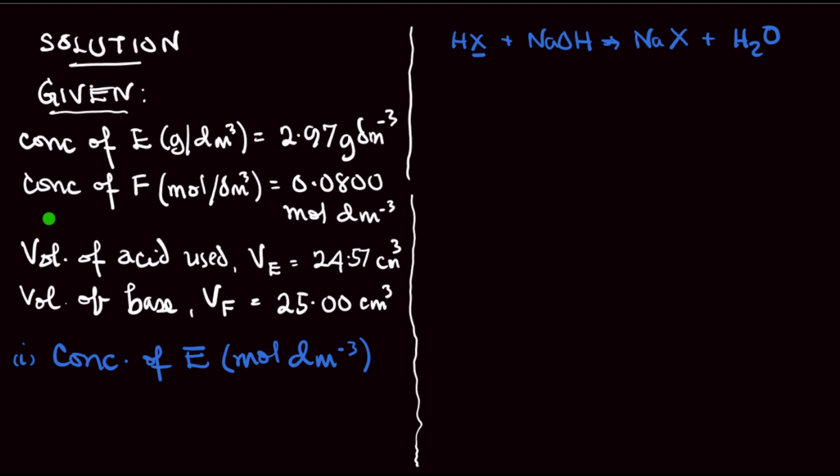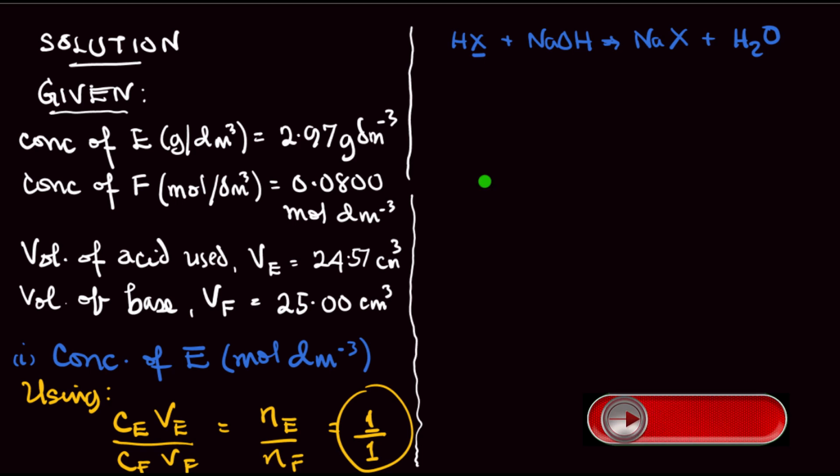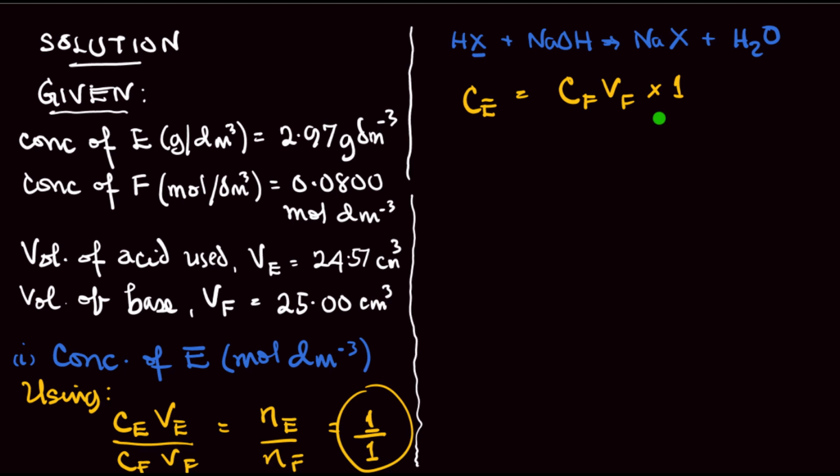So in that case, we are going to use our formula. Using CEVE over CFVF equals NE over NF, which equals 1:1. Please always remember to write this mole ratio. And what are we looking for? We are looking for CE, the concentration of E in moles per dm cube. So make CE the subject of the formula: CE equals CFVF times 1 all over VE times 1.